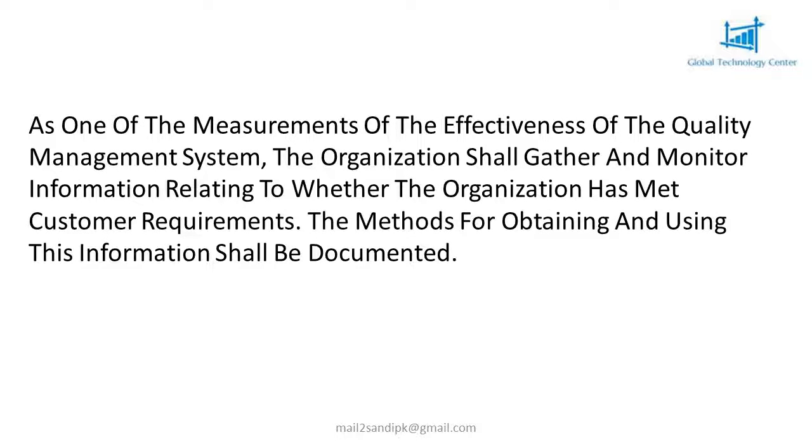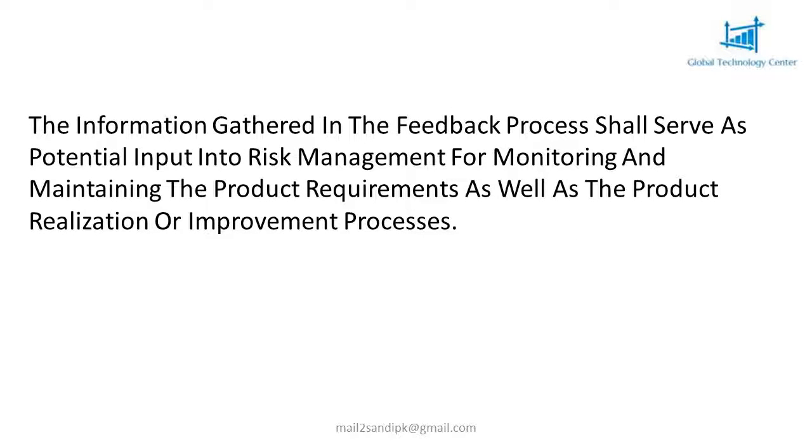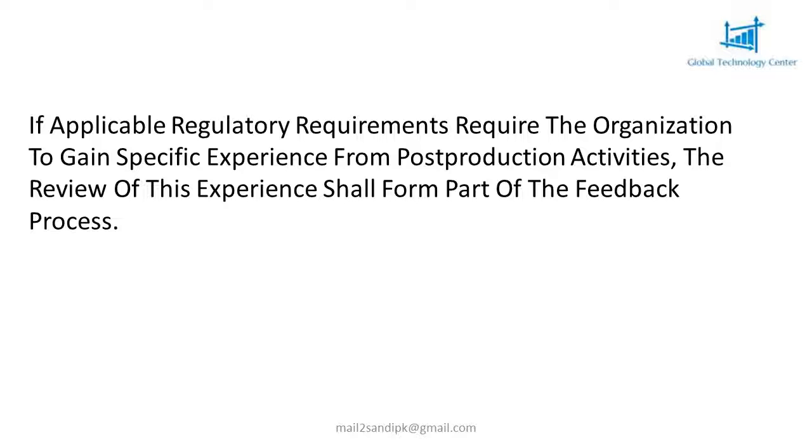As one of the measurements of the effectiveness of the quality management system, the organization shall gather and monitor information relating to whether the organization has met customer requirements. The methods for obtaining and using this information shall be documented. The organization shall document procedures for the feedback process. This feedback process shall include provisions to gather data from production as well as post-production activities. The information gathered in the feedback process shall serve as potential input into risk management for monitoring and maintaining the product requirements as well as the product realization or improvement processes. If applicable, regulatory requirements require the organization to gain specific experience from post-production activities, the review of this experience shall form part of the feedback process.